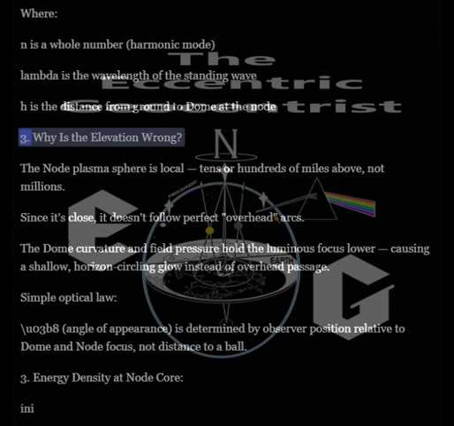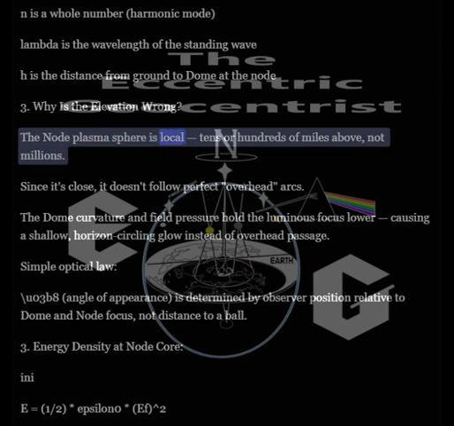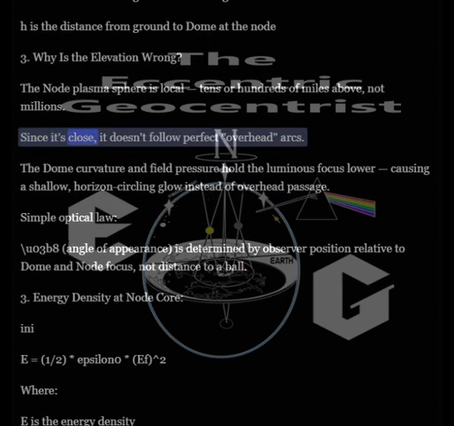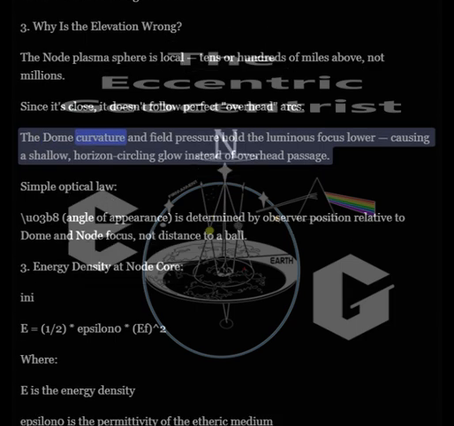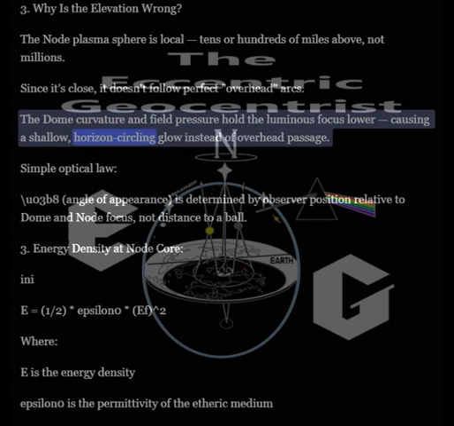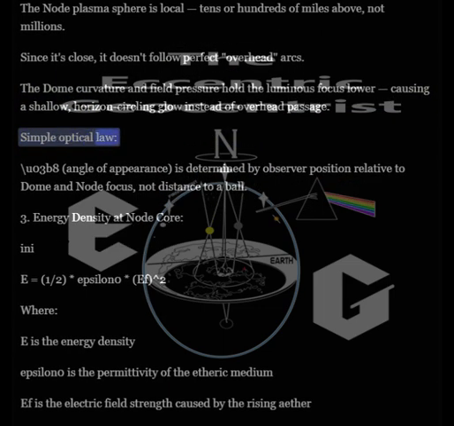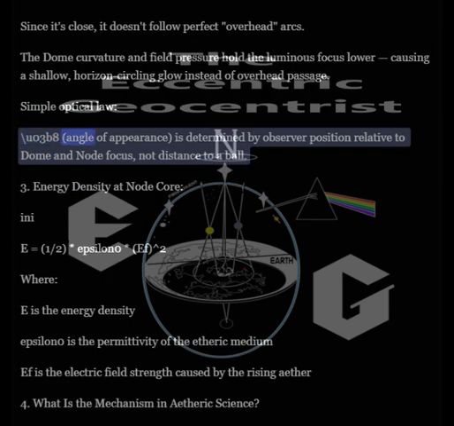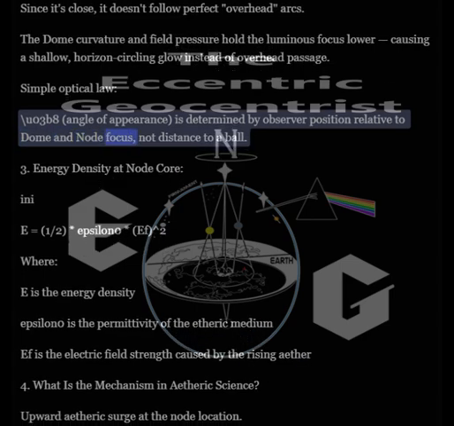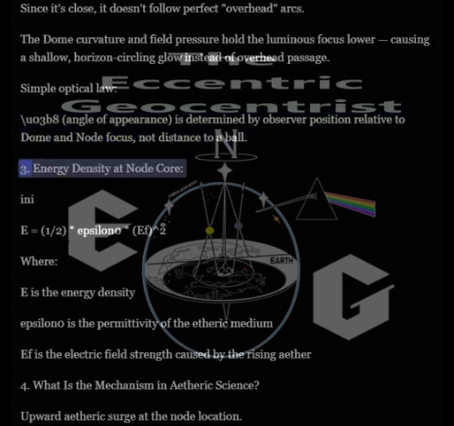3. Why is the elevation wrong? The node plasmasphere is local, tens or hundreds of miles above, not millions. Since it's close, it doesn't follow perfect overhead arcs. The dome curvature and field pressure hold the luminous focus lower, causing a shallow horizon-circling glow instead of overhead passage. Simple optical law: θ, the angle of appearance, is determined by observer position relative to dome and node focus, not distance to a ball.